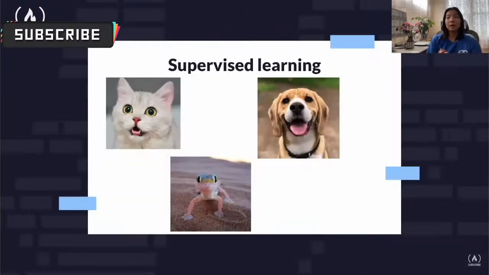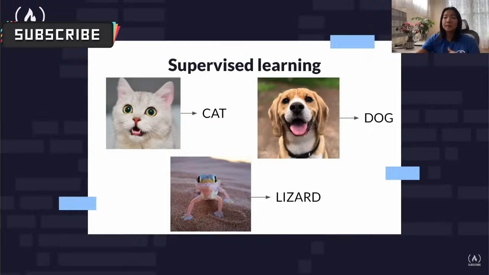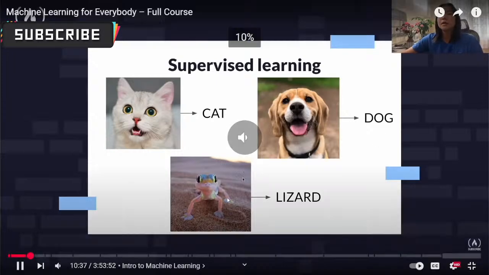So for example, I might have these pictures, okay? To a computer, all these pictures are pixels. They're pixels with a certain color. Now in supervised learning, all of these inputs have a label associated with them. This is the output that we might want the computer to be able to predict. So for example, over here, this picture is a cat, this picture is a dog, and this picture is a lizard.